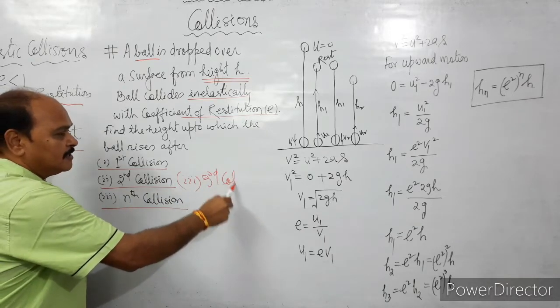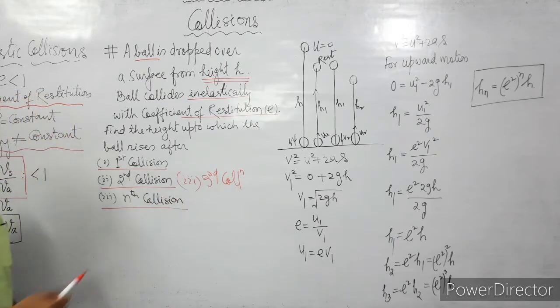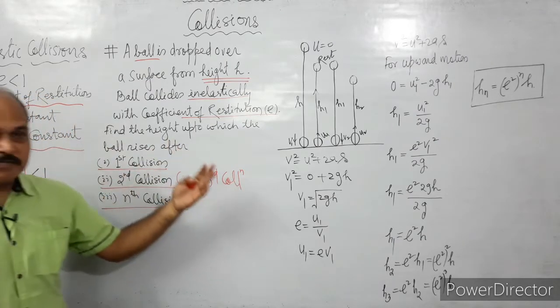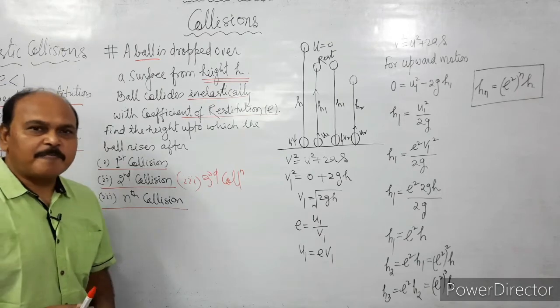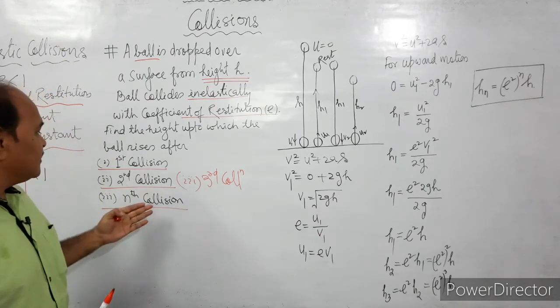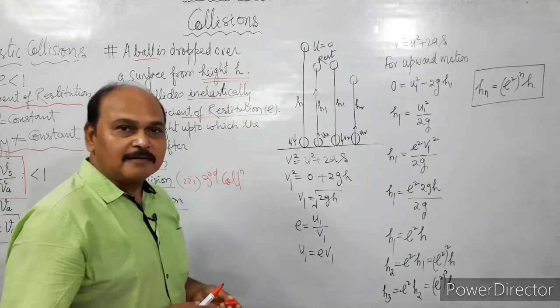So what is the height up to which the ball is going to rise after first collision, second collision, third collision, and say nth collision? There are a number of things we can work out in this particular example. So let's see what is the height up to which it is going to rise after collision number 1.